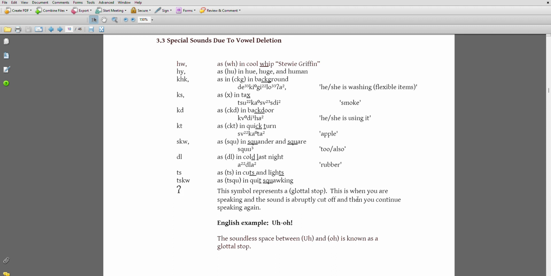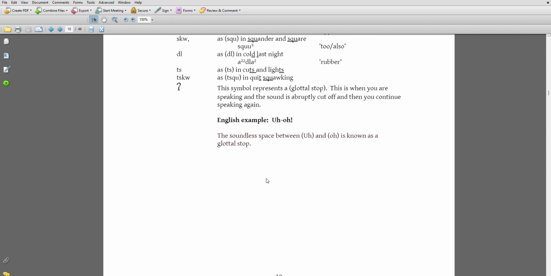Another good example of a glottal stop is hot dog. You're just saying hot dog. You're not saying hot dog with a T. That's the same sound in Cherokee. When you see that glottal, that is the sound you're supposed to make. Okay?